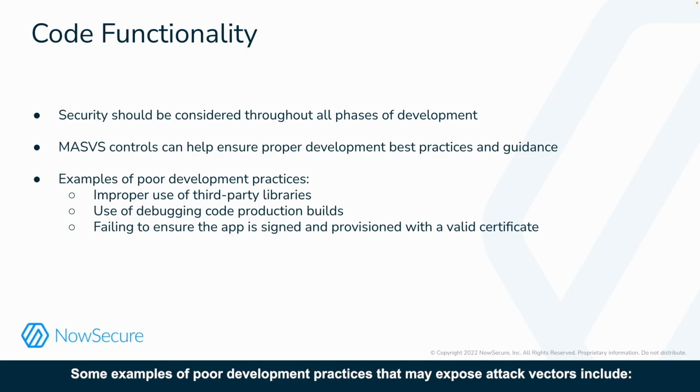Some examples of poor development practices that may expose attack vectors include improper use or identification of third-party libraries and not assessing these libraries for vulnerabilities, use of debugging code and developer assistance code in production builds that may expose backdoors or hidden settings, and failing to ensure the app is signed and provisioned with a valid certificate of which the private key is properly protected.